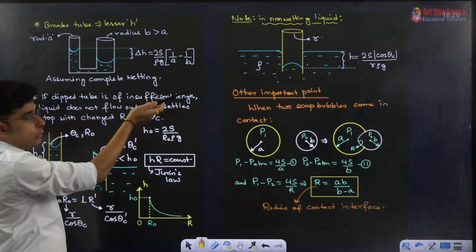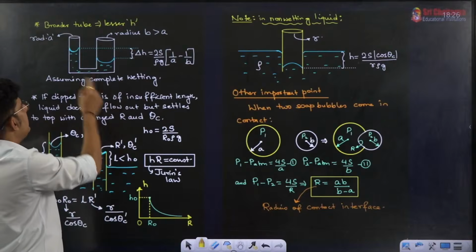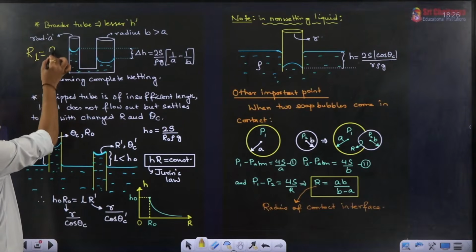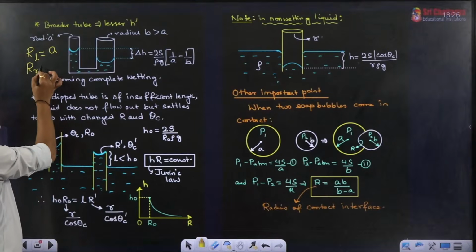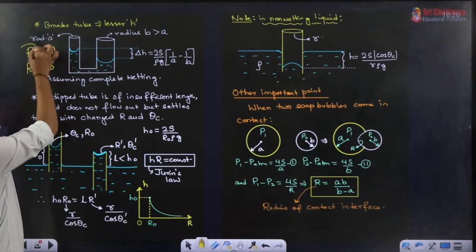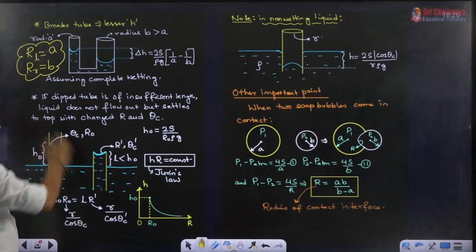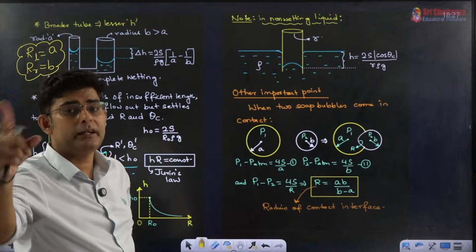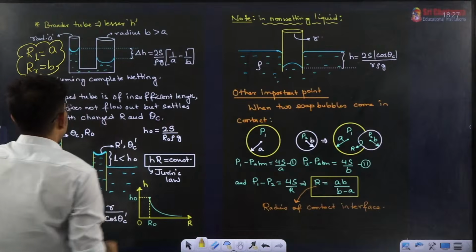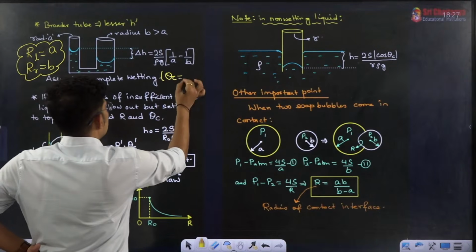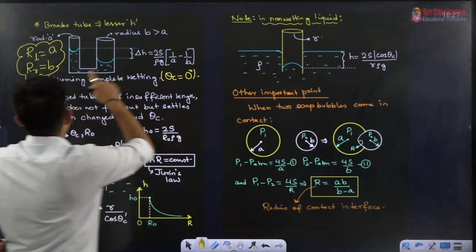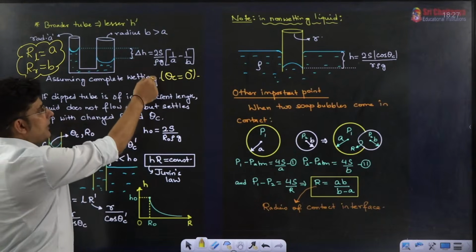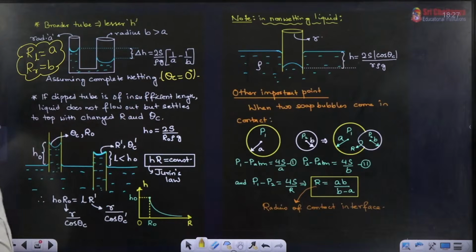So the formula is 2s by r rho g. I am assuming complete wetting. Complete wetting means the radius of curvature on the left side is a and on the right side is b. So complete wetting means the radius of curvature becomes the same as the radius of the tube. Why? Because cos theta c will become 1, so theta c is equal to 0 degrees. So for the left and right sides, subtract 2s by r rho g. So 2s by rho g common, 1 by a minus 1 by b.